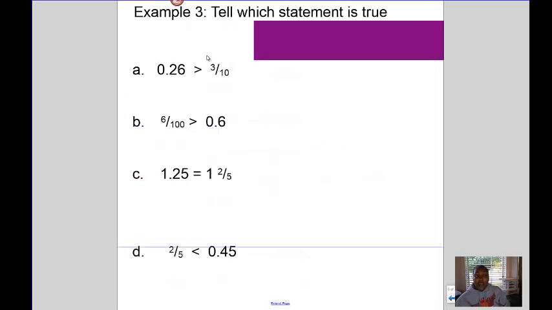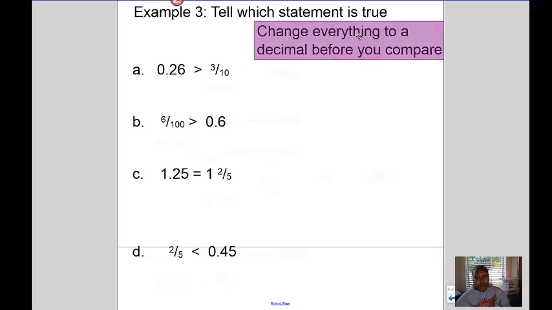So our last example, they want us to tell which statement is true. So they've given us these different inequalities and equal signs, and they want to know which one is actually showing a true statement. Before I can do that, again, remember, apples to oranges. I need to compare apples to apples. Change everything to a decimal before you start comparing and trying to decide if it's true or false.